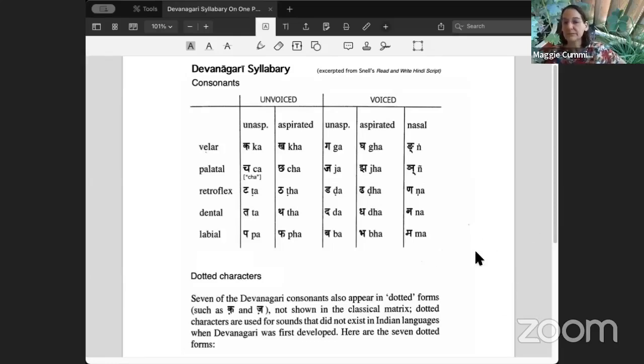Pa as in papa, fur, fal, fool, faluda, ba, then baba, what can we say, bear, bha as in bharna, bhalu, what can this one be? Ma, mama, mama. Awesome.